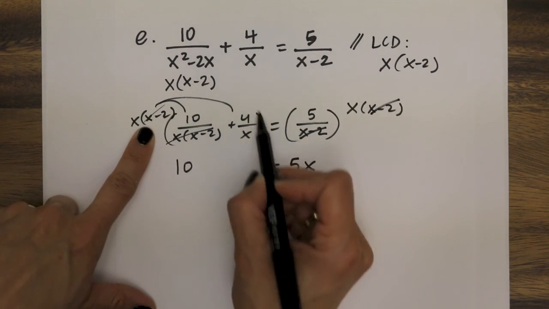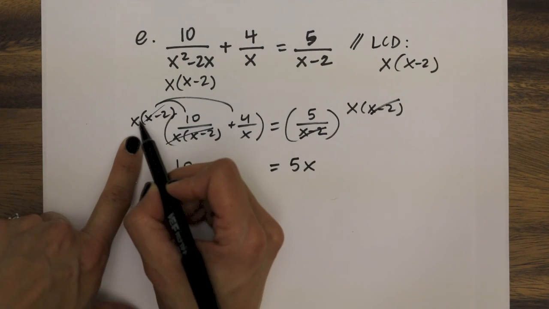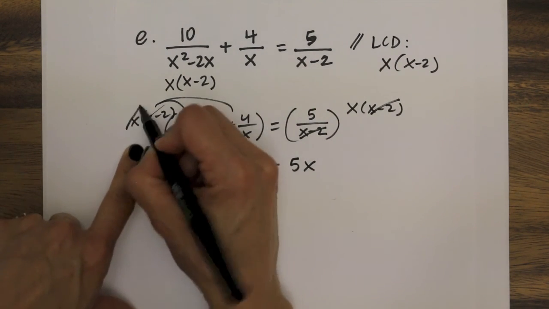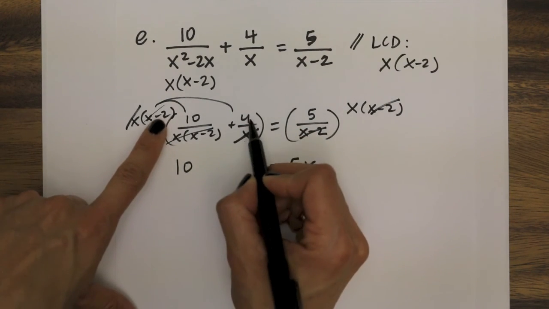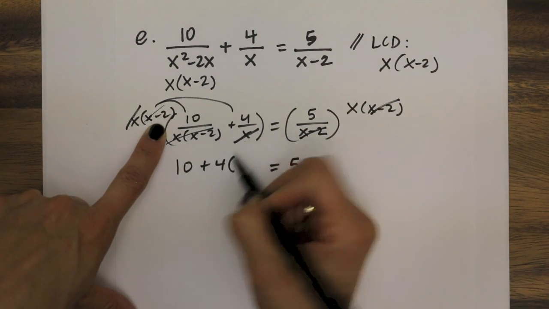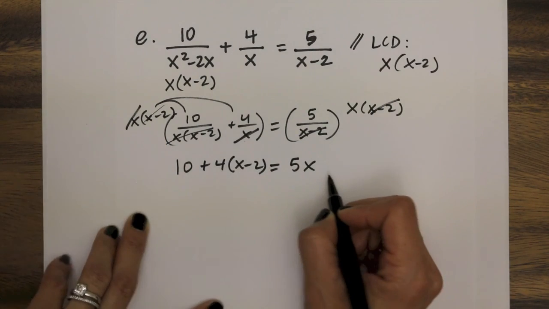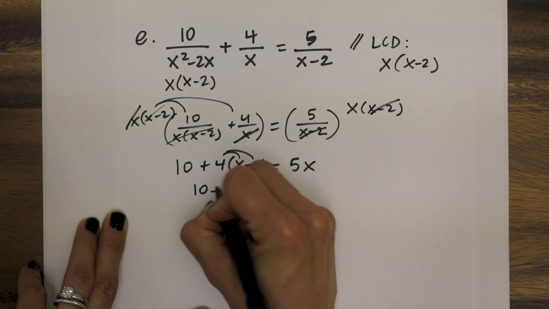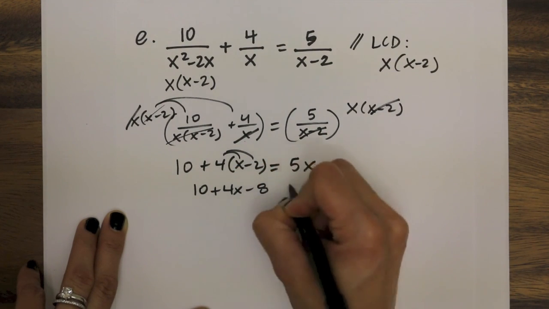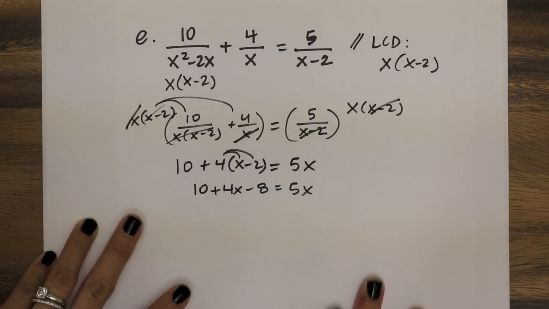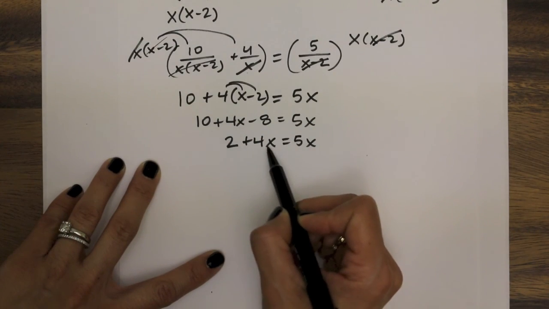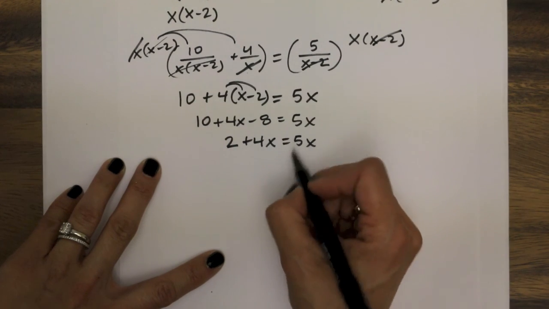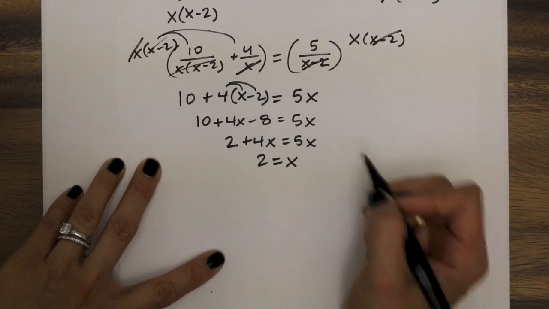On the second fraction, 4 over x, when you take x times x minus 2 and times it over here, just the x's cancel. So you're just left with a positive 4 and then x minus 2. We have an equation with no fractions that we can finish solving. So combine like terms, you get 2 plus 4x equals 5x, and then finally move this 4x to the right side by subtracting it over. So you get x equals 2.